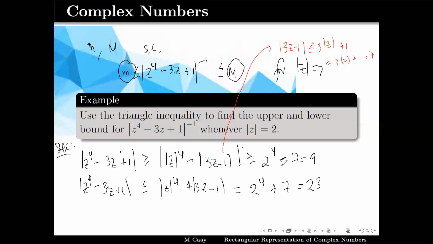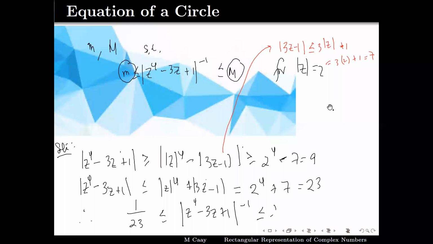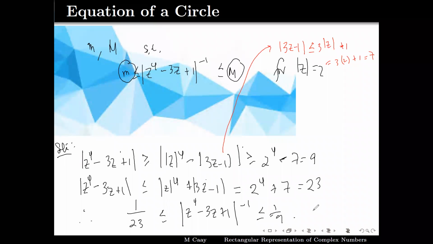But observe that we're taking the inverse here. Therefore, I would have 1 over 23 less than or equal to the inverse, because when you take the inverse, the inequality is reversed. So this is now the lower bound, and this is now the upper bound.